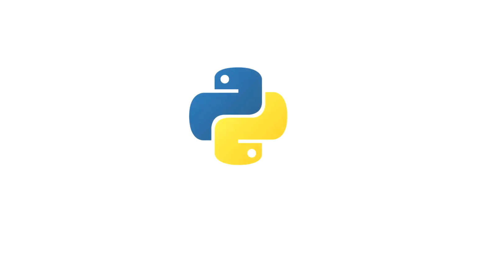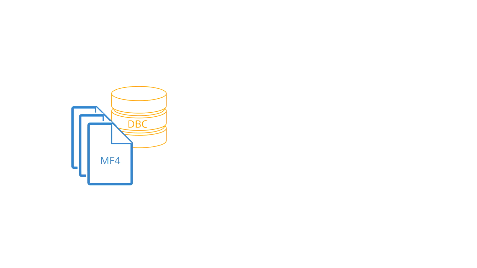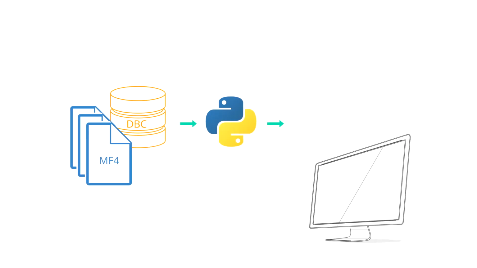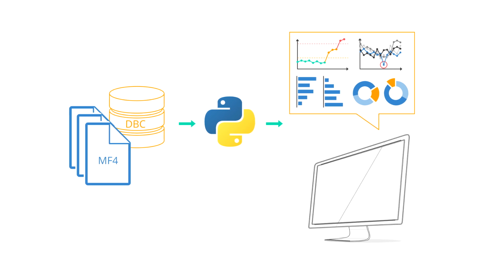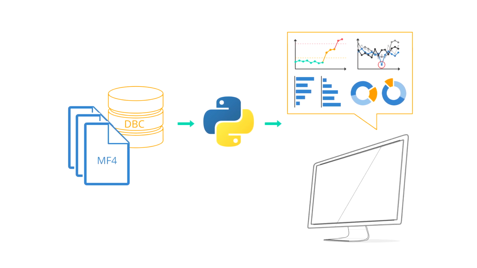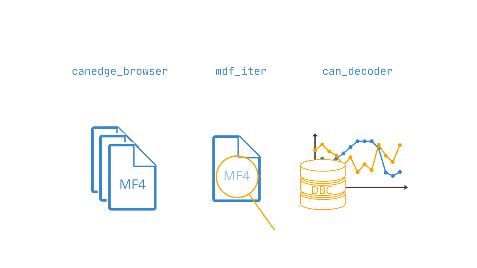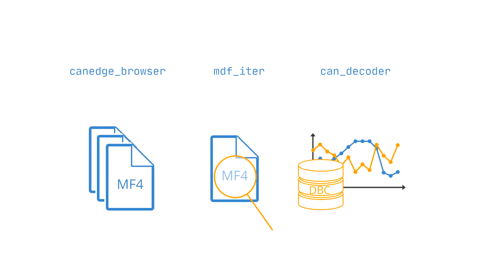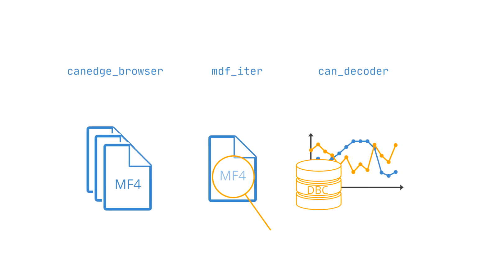This is where our Python API comes in. The API provides the basic functionality you need to quickly process your CAN and LIN bus data. The Python API is comprised of sub-modules, each of which provide core functionality. Let's quickly review the key features.